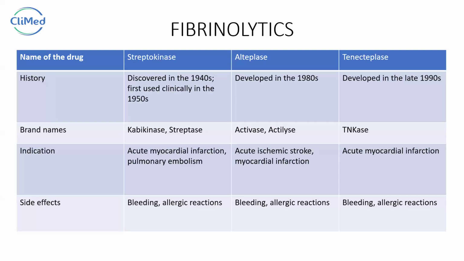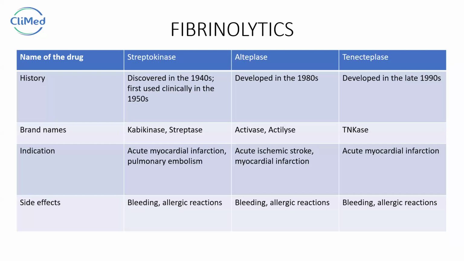Fibrinolytics. Fibrinolytics are the agents that are used to lyse a thrombus or a clot and recanalize the occluded blood vessels. It is most commonly used in STEMI, that is ST elevated myocardial infarction. The common drugs include streptokinase, alteplase, and tenecteplase. Streptokinase is the first fibrinolytic used, discovered in 1940, but came into usage in the 1950s.